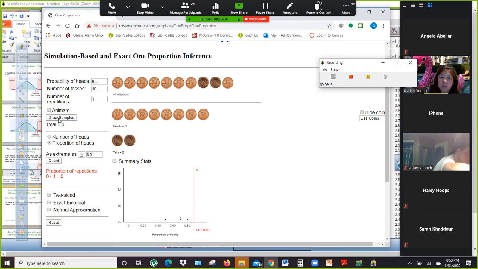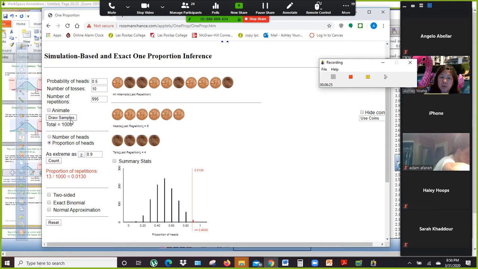So I'm going to do it over and over again. Each time I'm flipping 10 coins and counting what proportion of those were heads. So I'm going to do it 995 times more. So now I've flipped 10 coins 1,000 times.